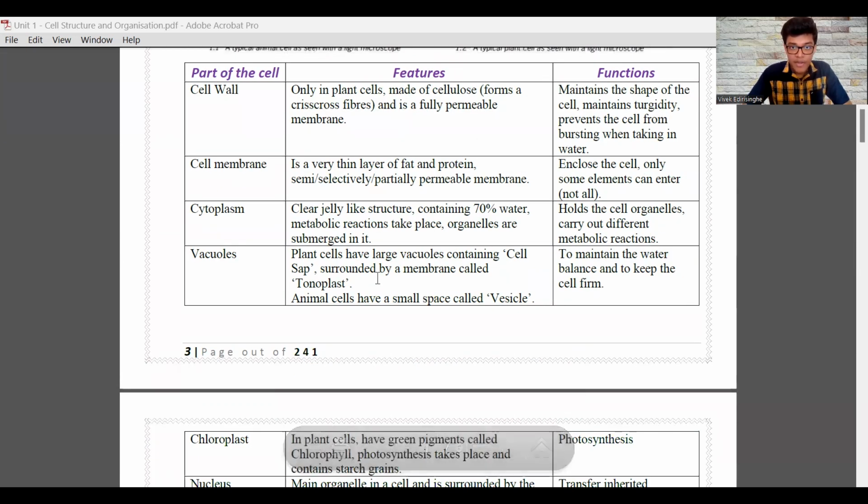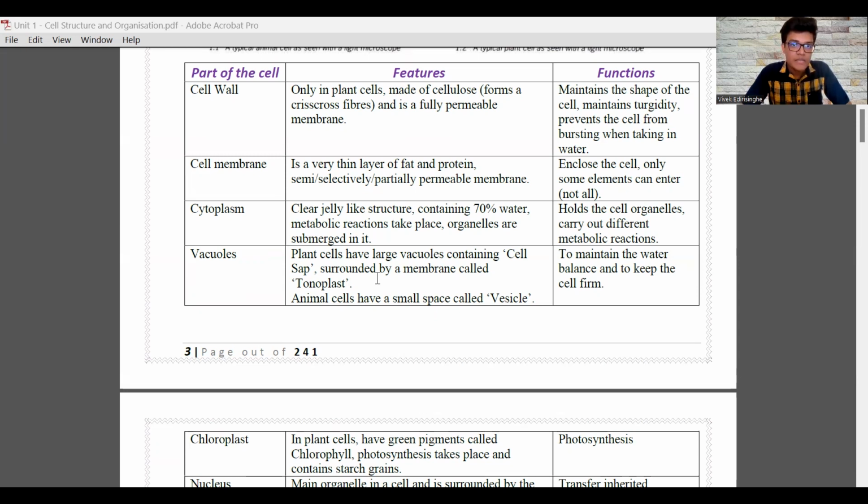Coming on to the cell membrane: a very thin layer of fat and protein, also called a semi-permeable membrane, selectively permeable membrane, or partially permeable membrane. These names come about because it only allows a certain set of substances to pass through and not all, hence the selectively permeable membrane. The function of this is that it encloses the cell and only some elements can enter, as I said earlier.